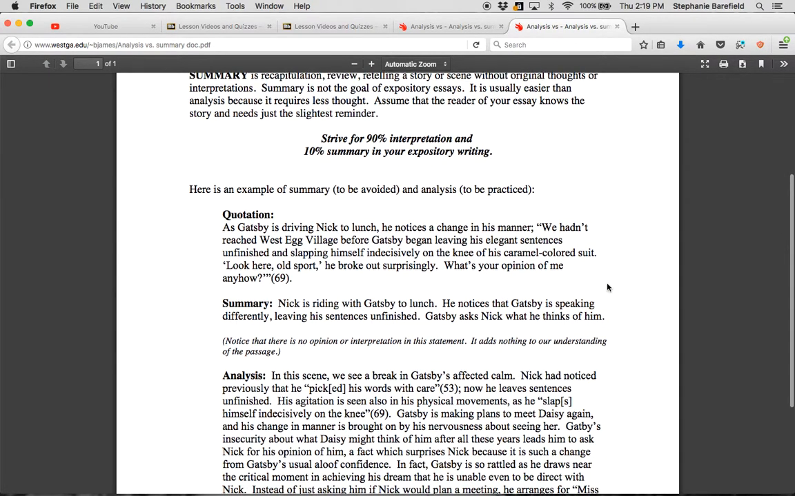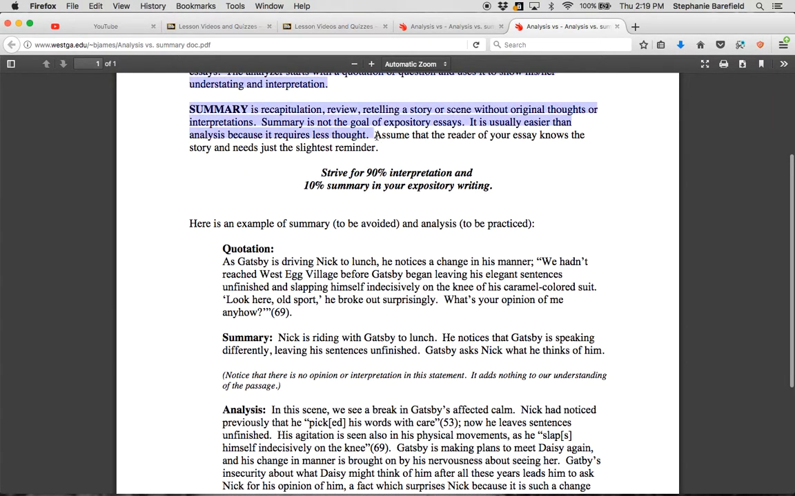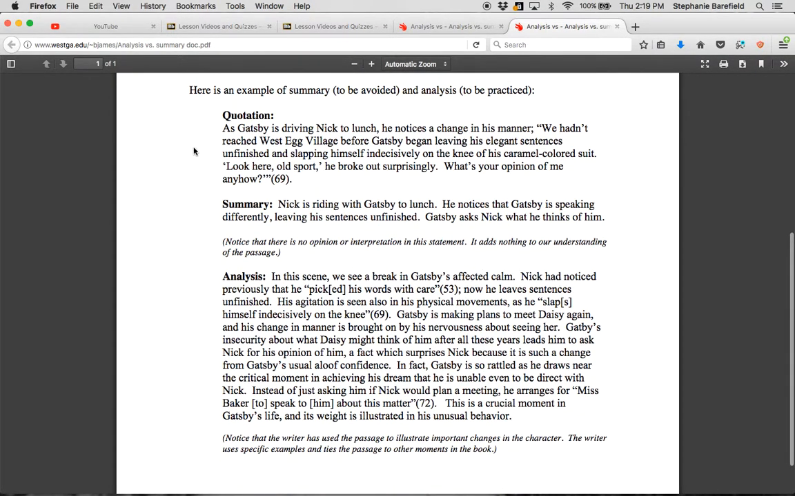Okay, so here's an example of summary. Even though I disagreed with this last sentence, I still think that their examples are good. So here's the quotation. I'm just going to read through this and then explain what the difference is between the summary and the analysis, although it's pretty clear.